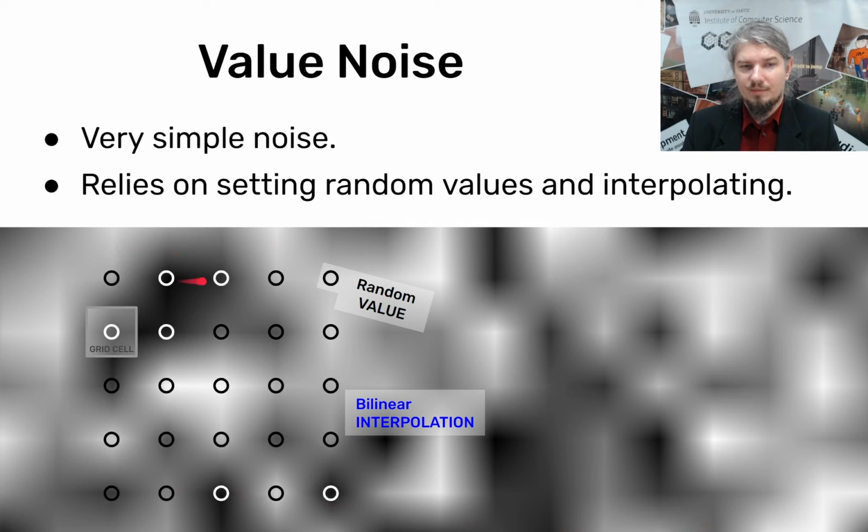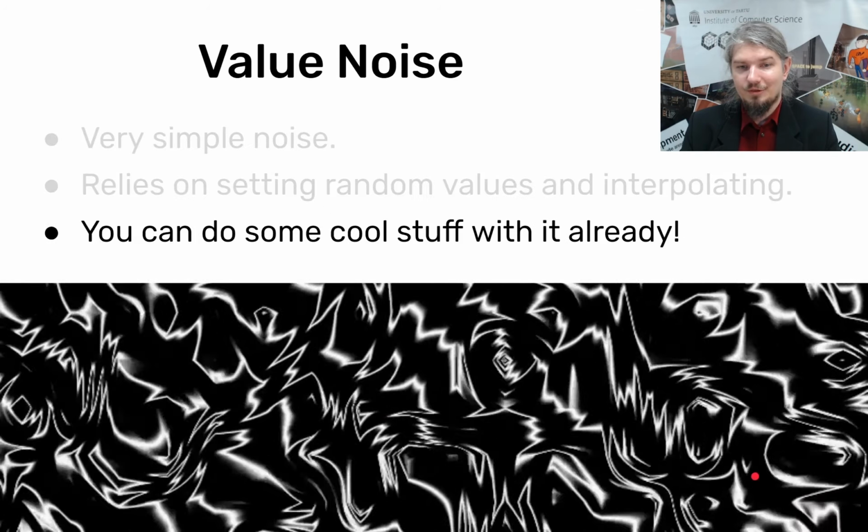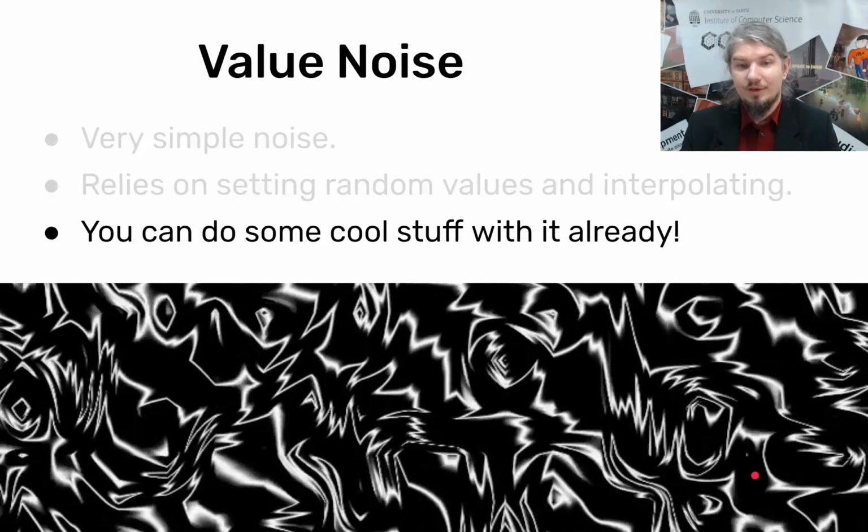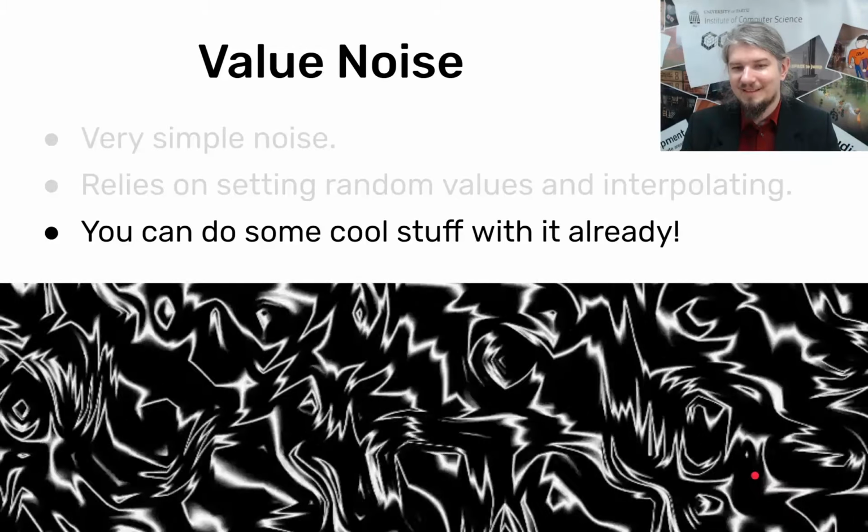So we have some random values, here it's gray, here it's black, here it's more white, so a higher number. And we do bilinear interpolation in 2D to find the values in between them, resulting in this random looking structure. Now you can of course manipulate this structure, pass it through other mathematical functions and be very creative with this. For example, you could create something like this. This is purely created from value noise with just some interesting tricks.